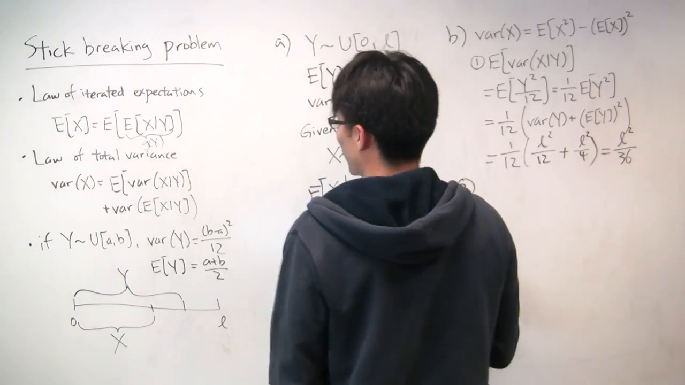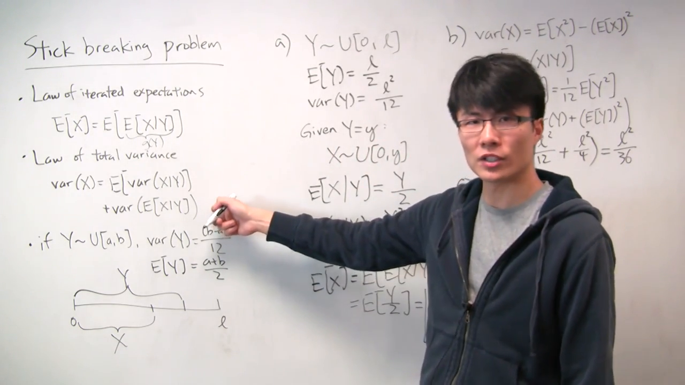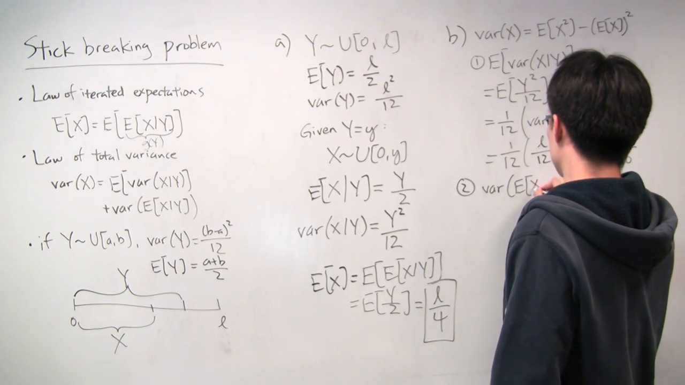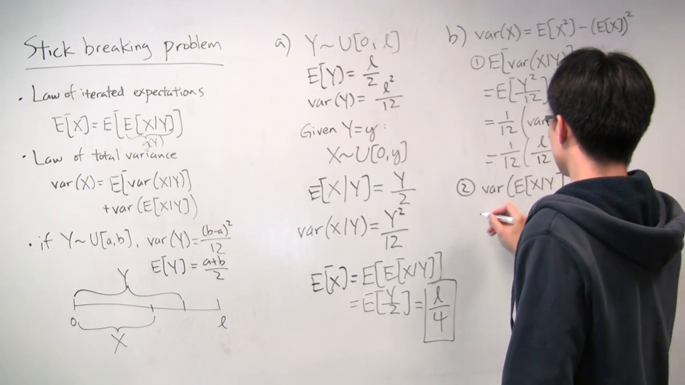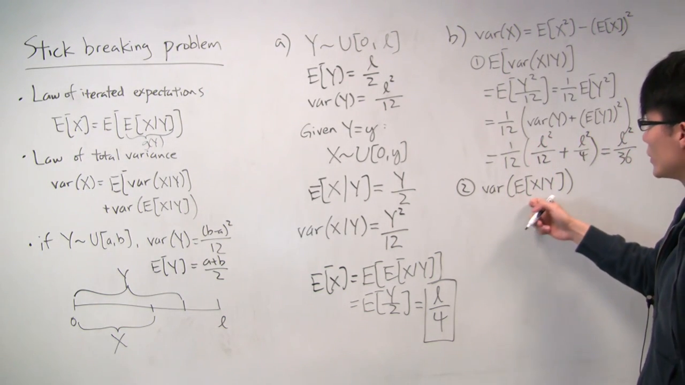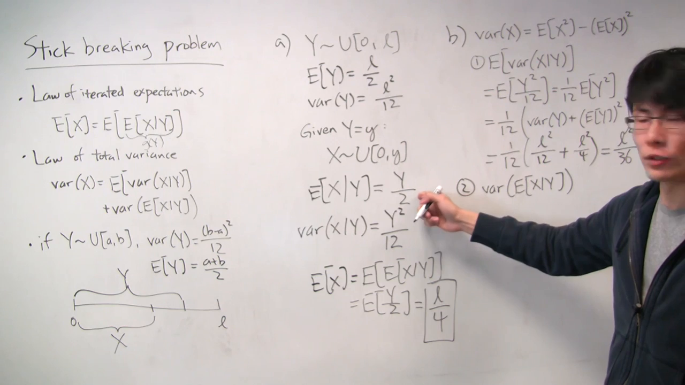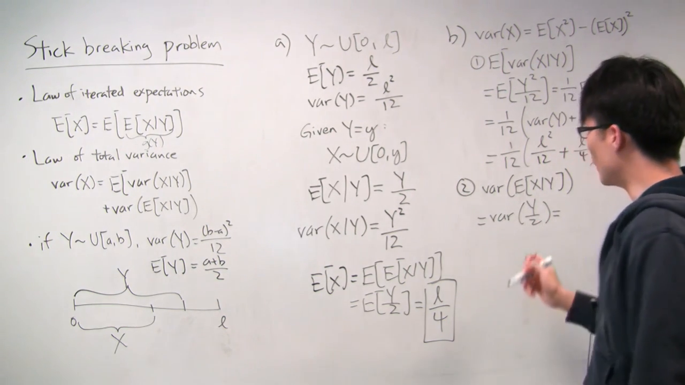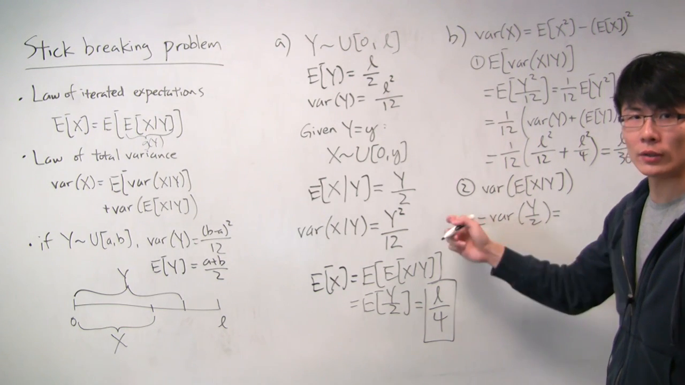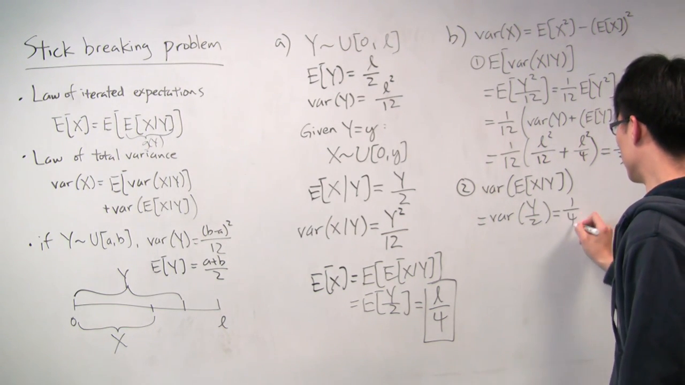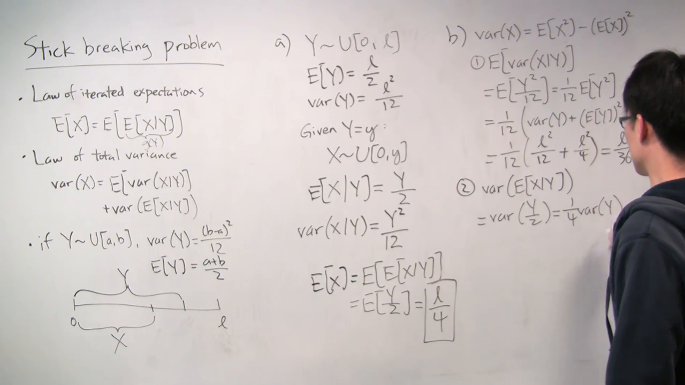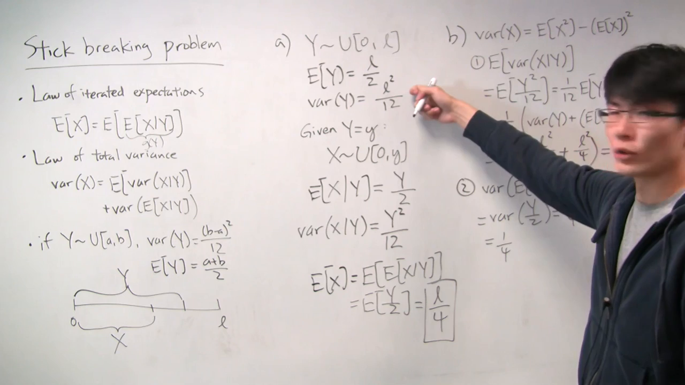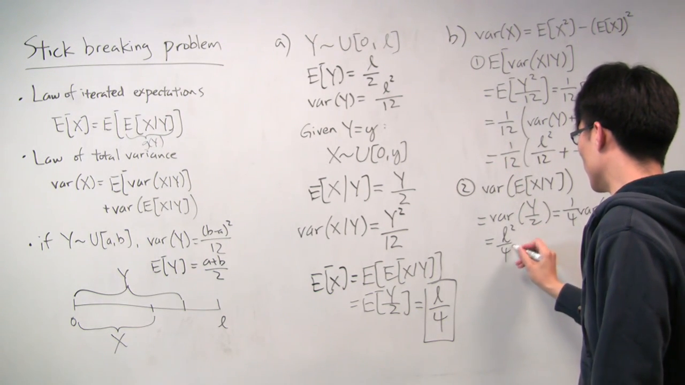All right. Now let's calculate the second term. The second term is the variance of the conditional expectation. So the variance of the expectation of x given y. Well, what is the expectation of x given y? We've already calculated that. That's y over 2. So what we really want is the variance of y over 2. And remember, when you have a constant inside the variance, you pull it out, but you square it. So what you get is 1/4 the variance of y, and we know that the variance of y is L squared over 12. So we get that this is L squared over 48.